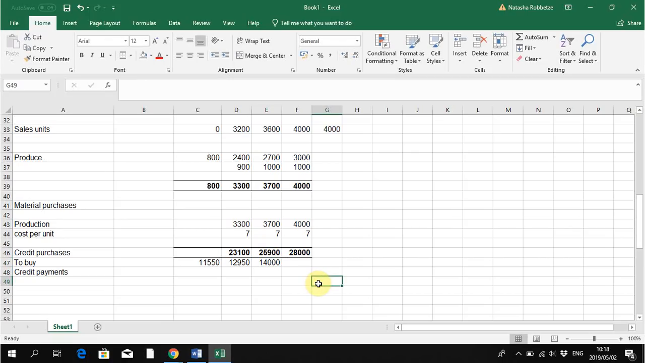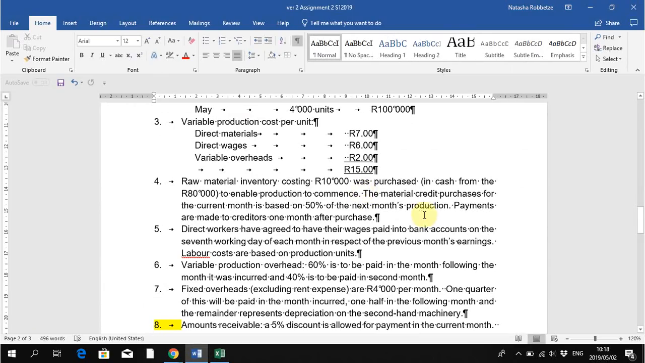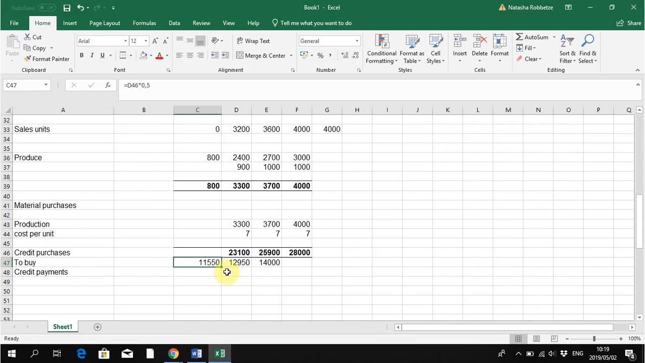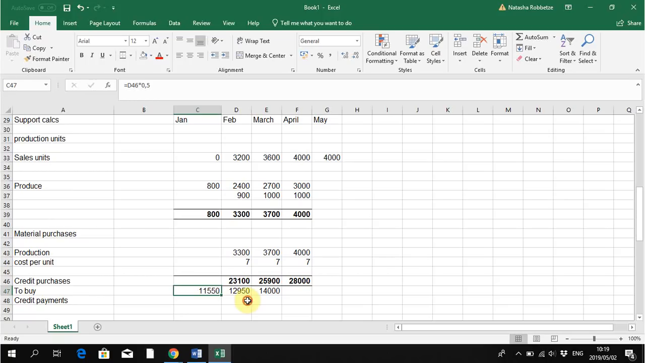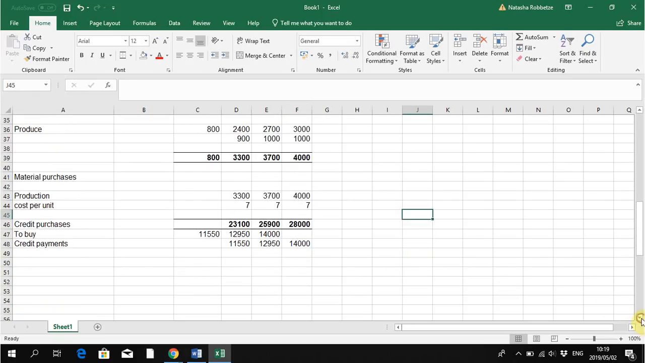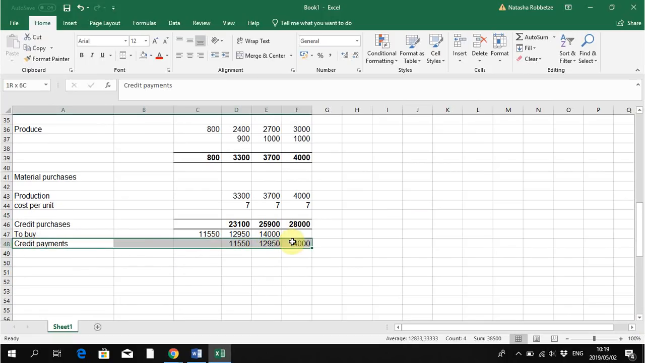Then we need to go and see when the payments are actually due. So the credit payments take place according to this question. Payments are made to creditors 1 month after the purchase. So we bought in January, we bought at 11,550, but we only pay for it 1 month later in February. And then in March, we only pay February, and then in April, we only pay for March. So our payments are then the 11,550, 12,950, and the 14,000.